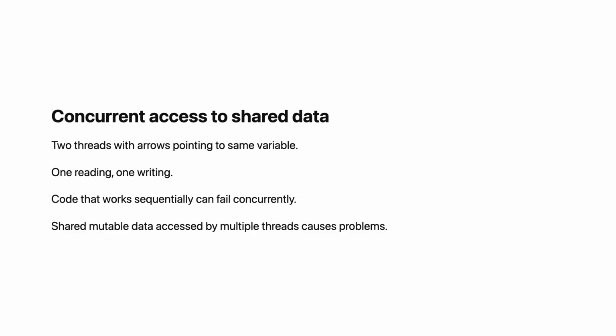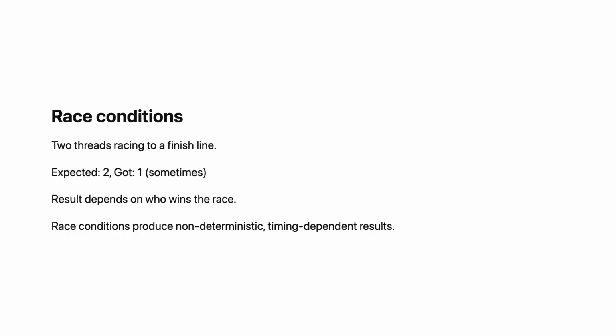A race condition is when the result depends on the timing of operations. Two threads increment a counter. The final value should be 2, but sometimes it is 1. Who wins the race to read, modify, write? Race conditions are non-deterministic. Run the program 10 times, get different results. The bug appears sometimes, not always.